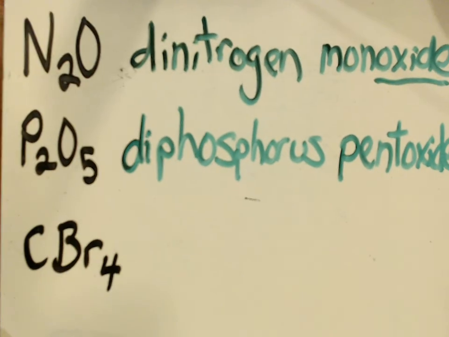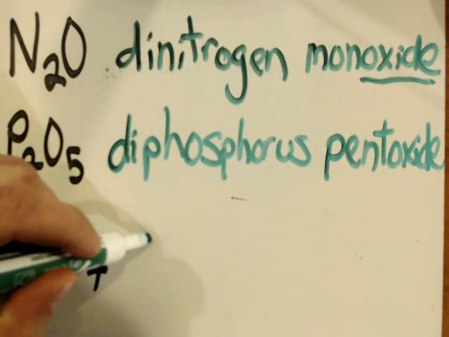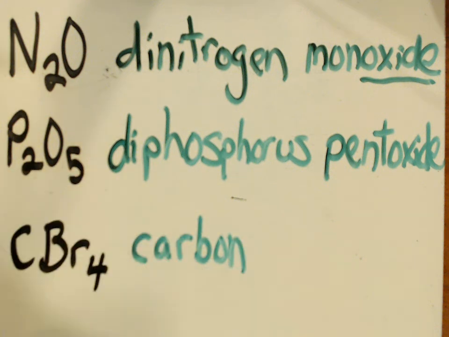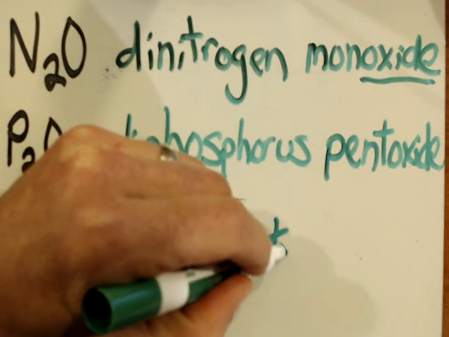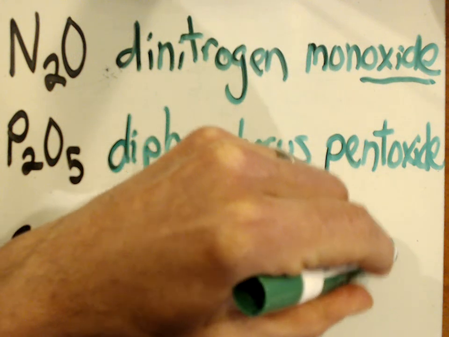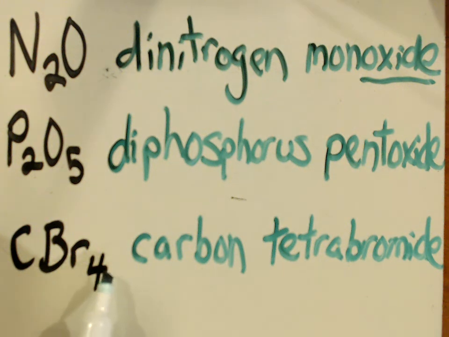All right, last example, CBr4. What the heck is that? Well, if you were a chemist, you would look at this and you would see that there's 1 carbon, so you would write carbon, and then 4 bromine atoms, and the prefix for 4 is tetra, so you would write tetrabromide. Now, hang on a second there, Mr. Moffat. What happened to mono? Mono means 1. There's 1 carbon. Why didn't you write mono?